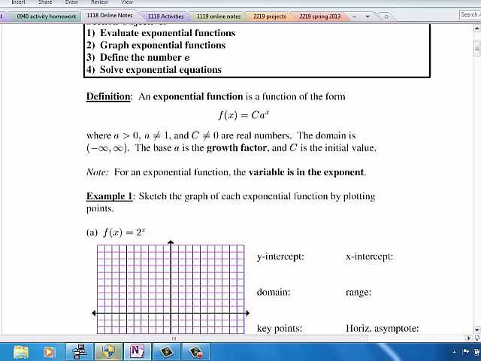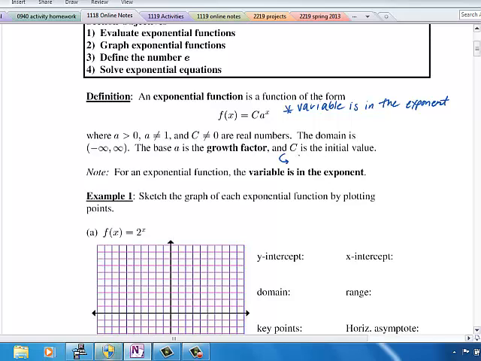So first we'll start again with a definition of what an exponential function is. The definition says that an exponential function is a function of the form f of x equals some constant, we'll call it c, times a, that number a is called the base, raised to the power x. So what you want to notice is the variable is in the exponent, and like I said, a is called the base, and that is the growth factor, and c is the initial value. Let's look at why that would be the case.